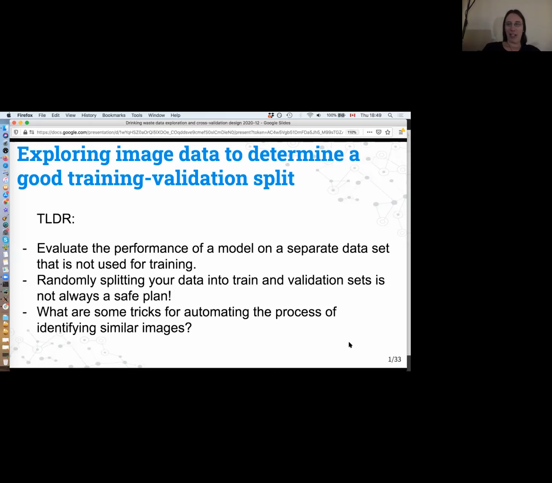I think what I want you to walk away with is that it's important to evaluate the performance of a machine learning model on a separate validation data set that's not used for training. I also want you to walk away with the idea that randomly splitting your data into train and validation sets is not always a safe plan. And then the more sophisticated part of the talk is going to be some tricks that I've used to automate the process of identifying similar images in a data set.